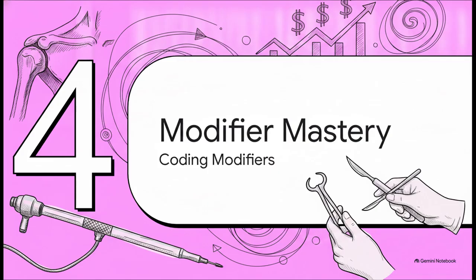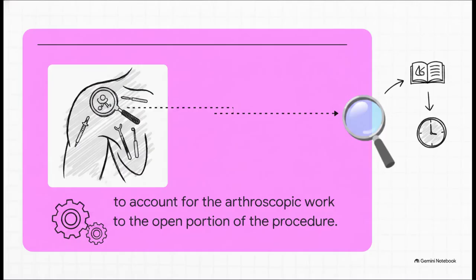Section 4. Modifier Mastery. Now that we totally understand conversions, we need to lay down the laws of the land regarding modifiers. Because think about it. If a surgeon spent a whole hour painstakingly working through the scope before finally having to convert to an open procedure, they deserve to be compensated for that intense effort, right? This is exactly where Modifier 22 becomes your absolute best friend.